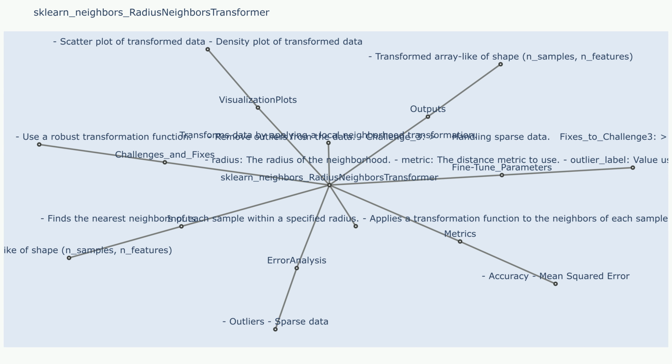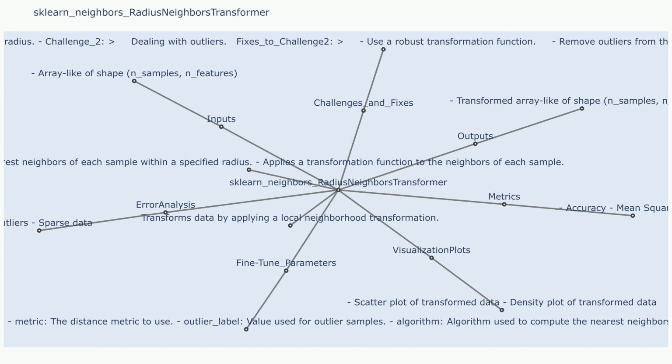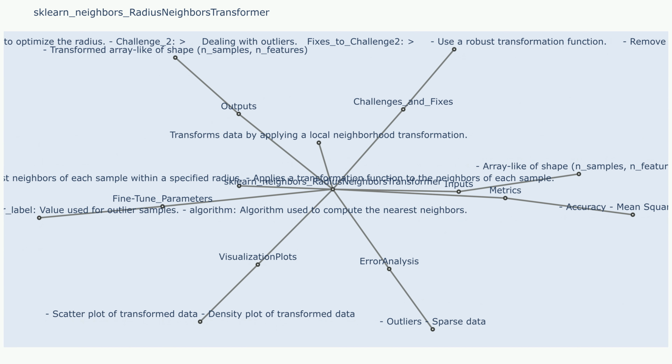Challenges and fixes. Challenge 1. Sparse data. When data is sparse, finding neighbors within a fixed radius can be challenging. This can lead to inaccurate transformation results. Sample use case that resulted in challenge 1. A dataset with many missing values or a dataset with high dimensionality can be considered sparse.